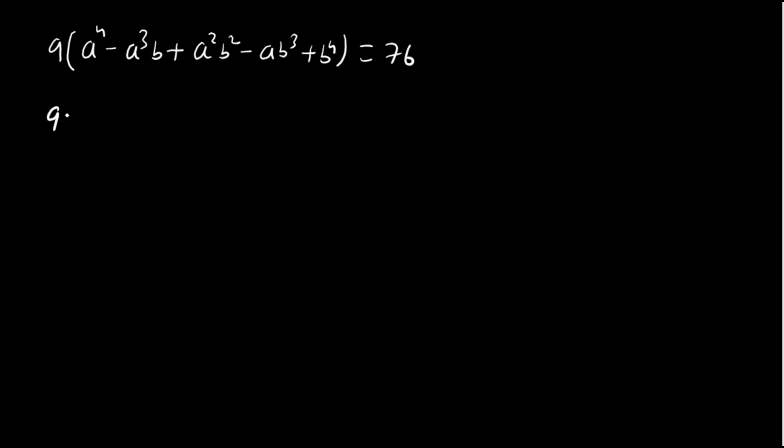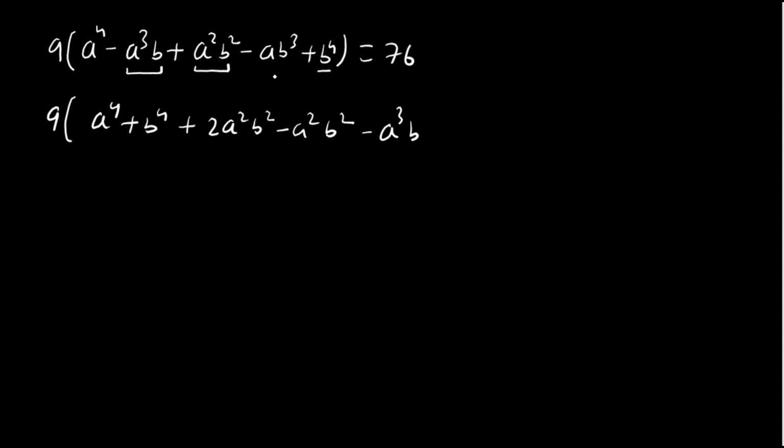Here 9 times a power 4 plus b power 4, and a square b square is the same as 2 times a square b square minus a square b square, and then minus a power 3 b and then minus a b power 3, and this is equal to 76.